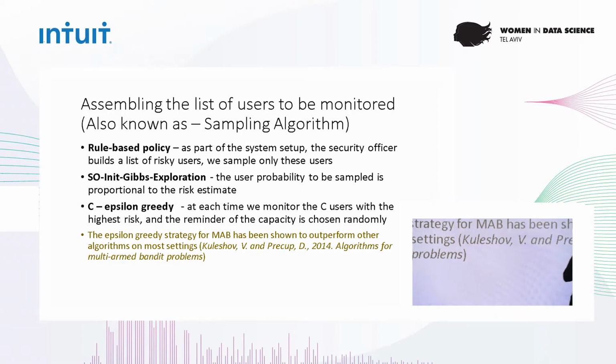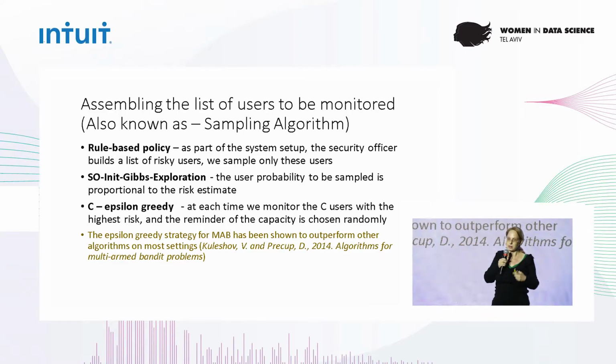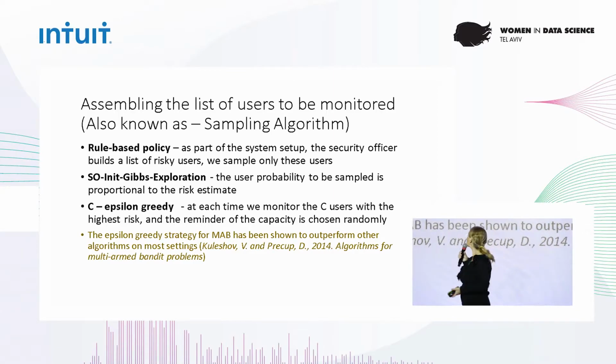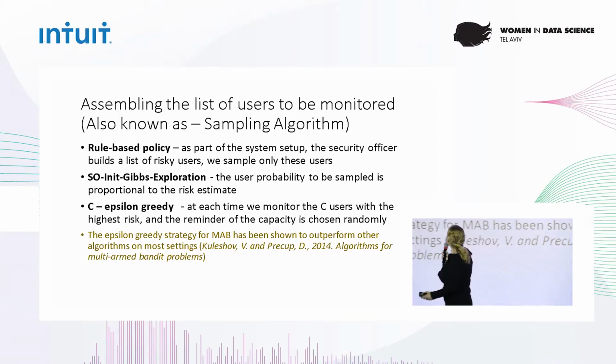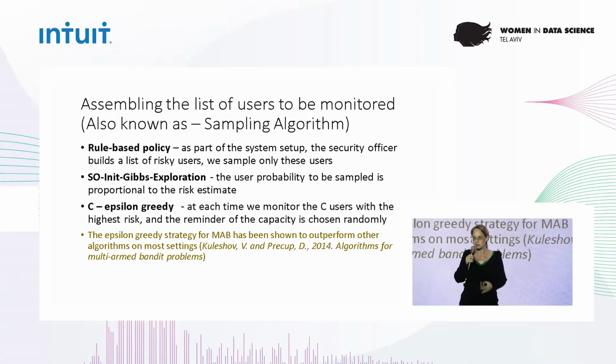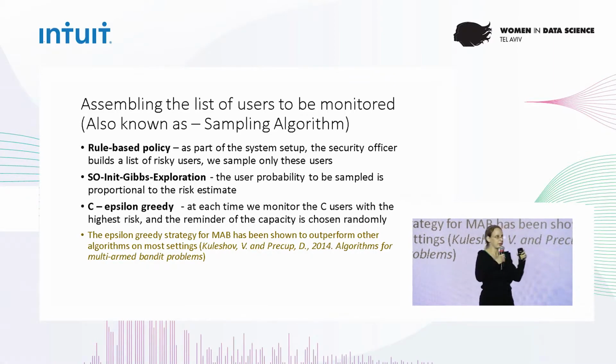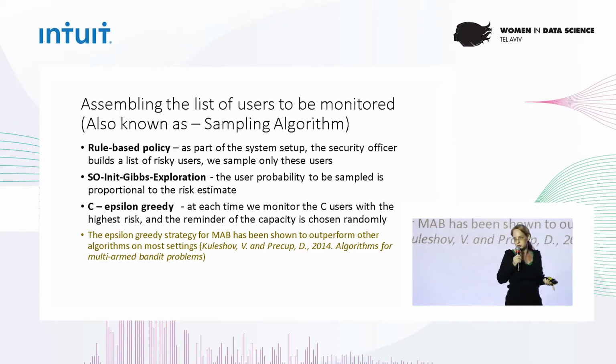Another approach for sampling could be using Gibbs sampling. Again, we could initiate it with the security officer's knowledge to improve the results and promise faster convergence. Gibbs sampling exploration means that the user's probability to be sampled is proportional to the risk estimate. That means if you're a high-risk profile user, you're more likely to be sampled than a low-risk user. And if we take it to the extreme, of course, we get back to the rule-based policy, where you're only sampling the high-risk users, right?